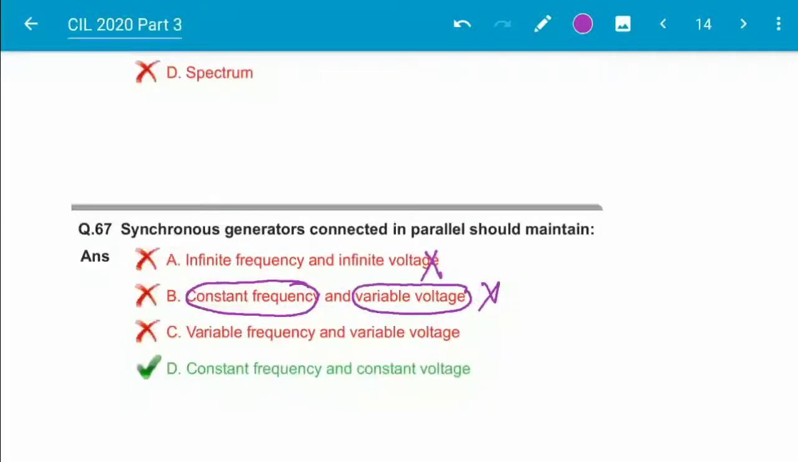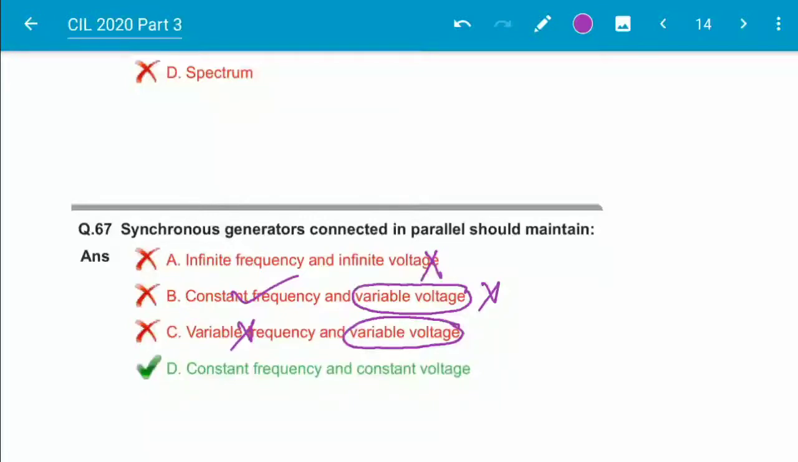Variable frequency and variable voltage is also not correct, because variable frequency is not the correct answer. Option D is the correct answer, which is constant frequency and constant voltage.